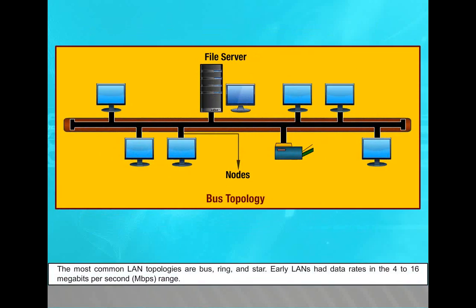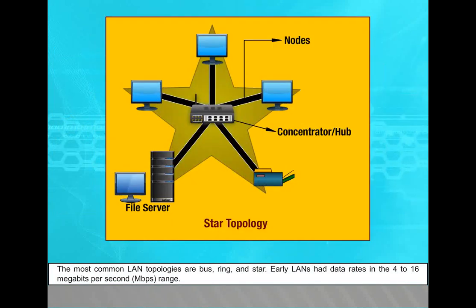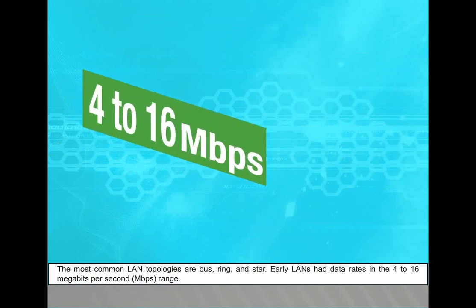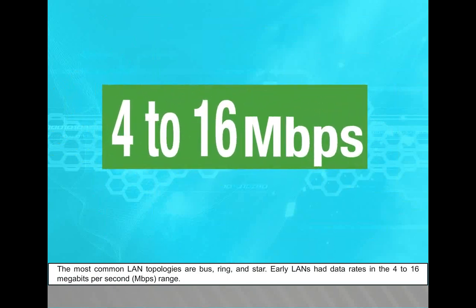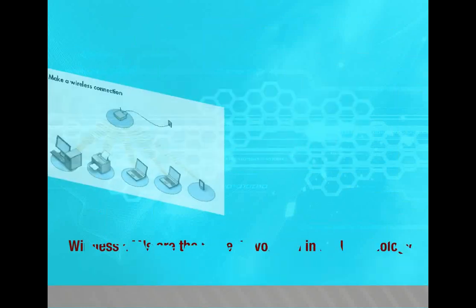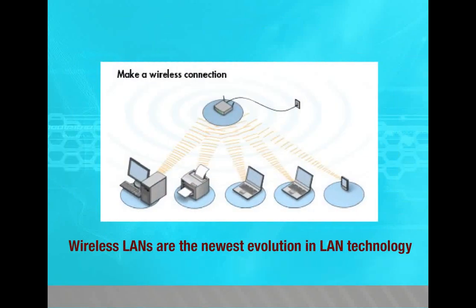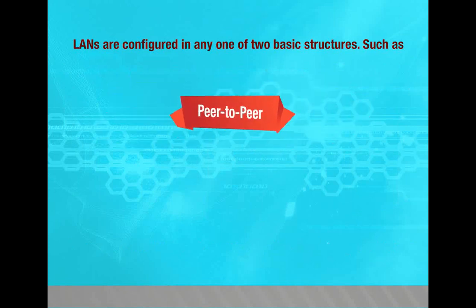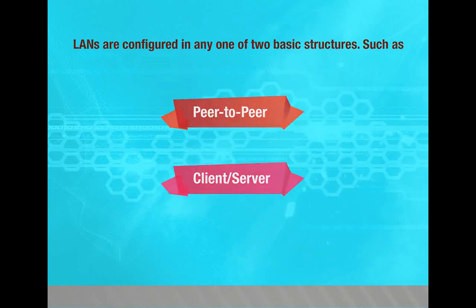The most common LAN topologies are bus, ring, and star. Early LANs had data rates in the range of 4 to 16 megabits per second, that is Mbps. Wireless LANs are the newest evolution in LAN technology. LANs are configured in any one of the 2 basic structures such as peer-to-peer, client-server.